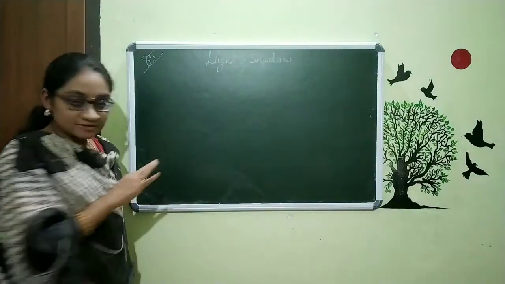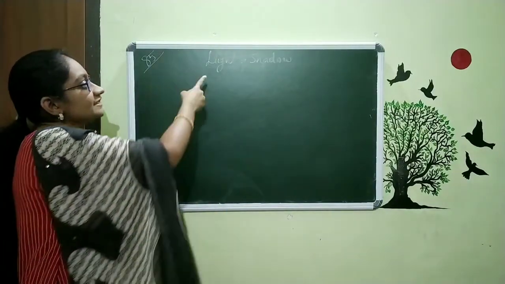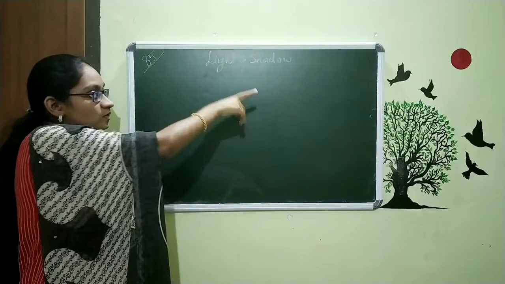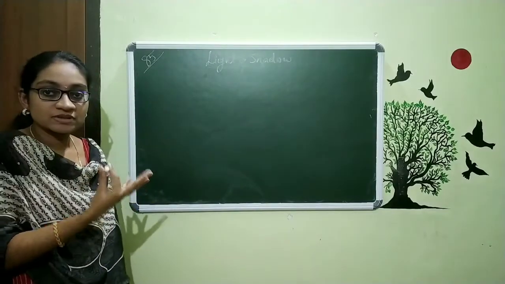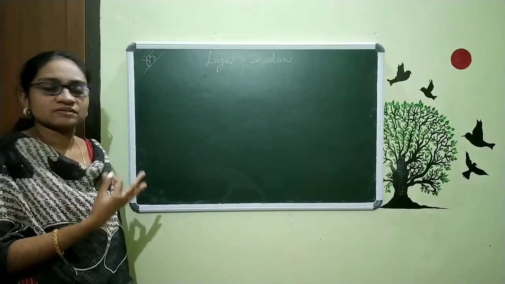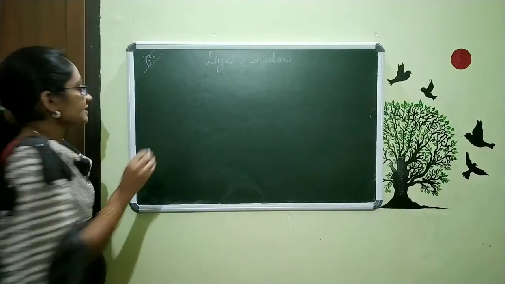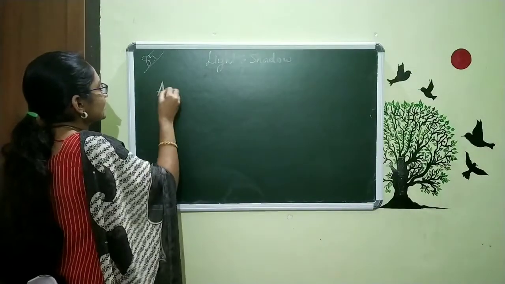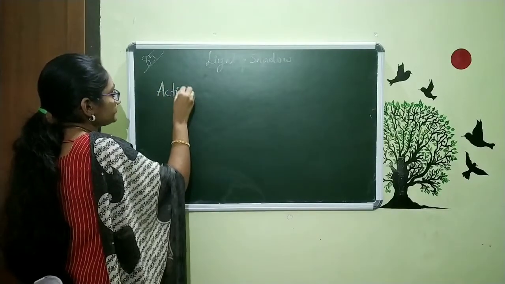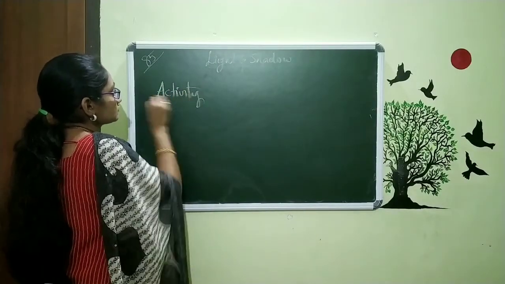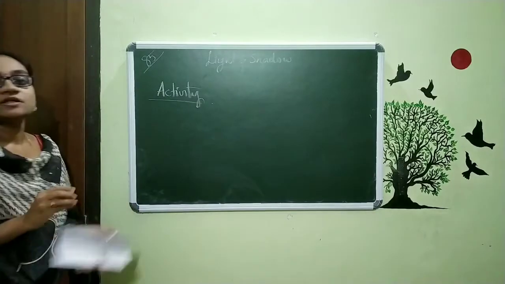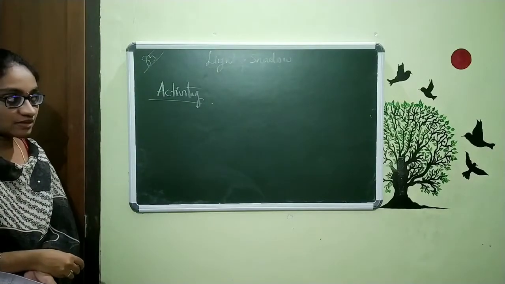Within this chapter, we are going to deal with what is light, what is shadow, how the light is produced, and why. These are the things we are going to discuss. Before that, we are starting this chapter with one activity. So, the activity is this.